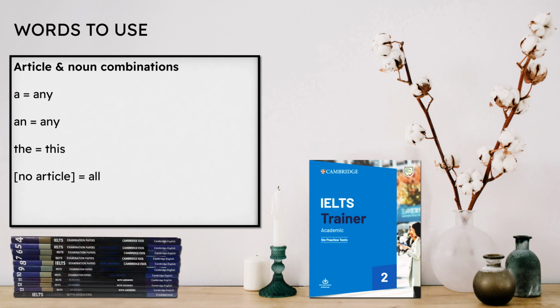Here's an easy way to remember the information about articles and nouns. A and an for any. A dog, any dog. An apple, any apple. The for this. The dog, this dog. No article, all. Dogs, all dogs.